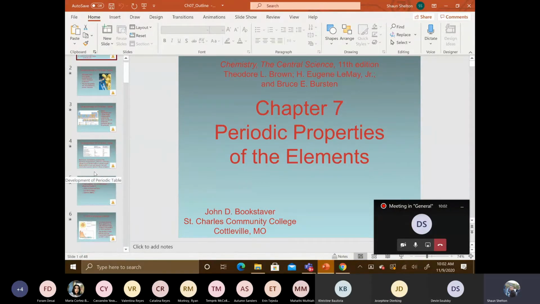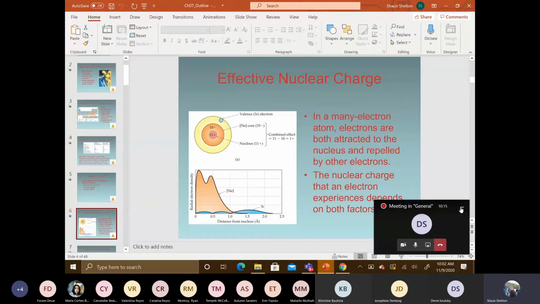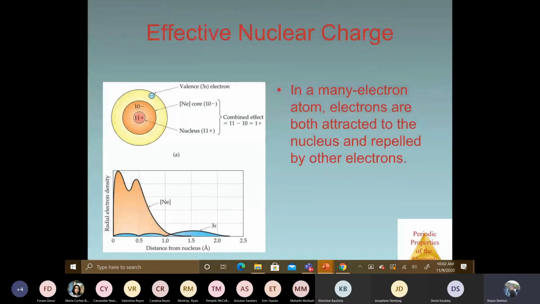So the other day we talked about Mendeleev and the production of the periodic table, and we talked about the effective nuclear charge, which was in this slide here. We talked about the differences between valence versus core electrons and how you figure out the effective nuclear charge. Remember, effective nuclear charge is equal to the total minus the core electrons.